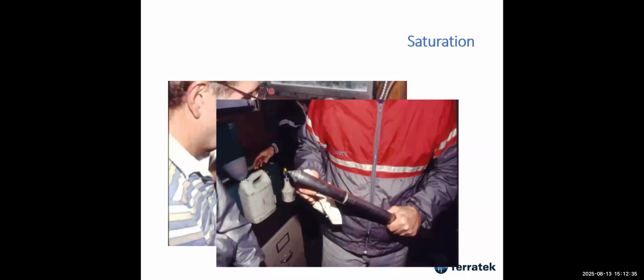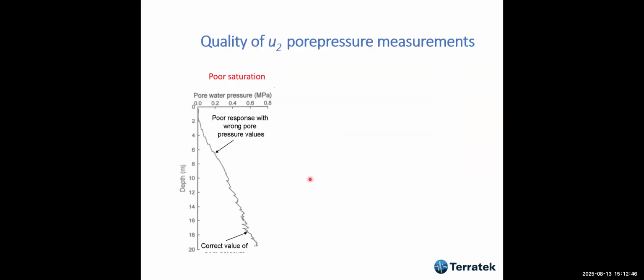And this is the cone ready. We use a condom to prevent the water loss and maintain the saturation. And this is the quality of pore pressure measurements. If you have poor saturation, that's what we get. You're going to see this part, the saturation is very bad, so we have this. But here the saturation improves.